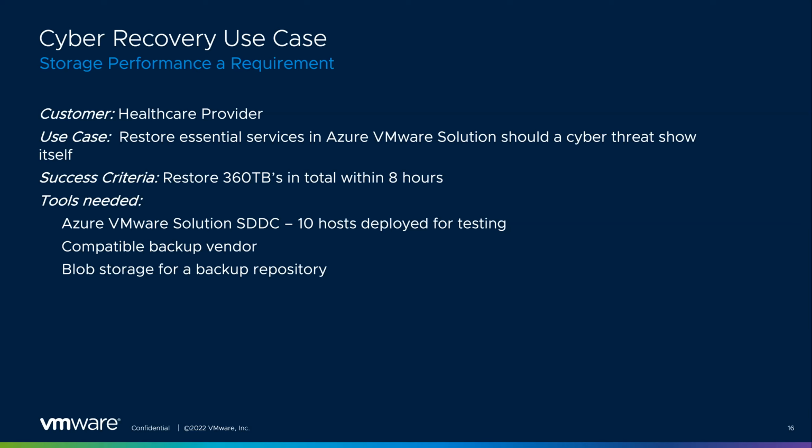What we can tell you is they're a healthcare provider, and their use case was to restore essential services in AVS should a cyber threat show itself. So the idea is if a cyber threat were to occur and maybe they lock up all our systems and demand payment in Bitcoin, could we restore in AVS within a certain amount of time? The amount of data for essential services was 360 terabytes, and the recovery time objective was 8 hours. So this is a lot of data to restore within a very small amount of time.